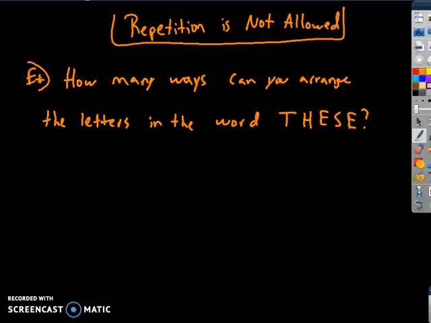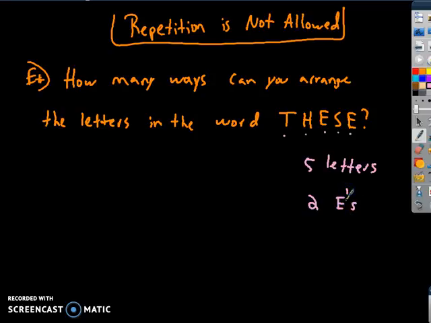All right, basically what I'm trying to say is this. How many ways can you arrange the letters in the word "these"? All right, so let's look at this. You got 1, 2, 3, 4, 5 letters. 5 letters, but they're not all unique. The E's are the same letter twice, so 2 E's.